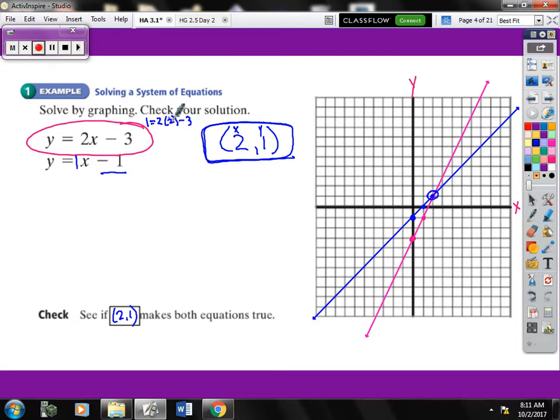2 times 2 is 4. 4 minus 3 is 1. 1 equals 1. So that one checks. The next one, we would have 1 equals 2 minus 1. 1 equals 1. Check. I take the 2 seconds it takes you to check it, especially on a quiz or test, just to make sure that if you somehow graphed a line wrong, you can catch your mistake.